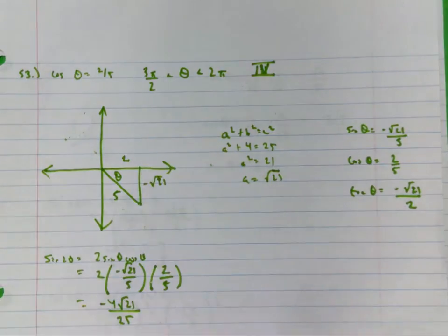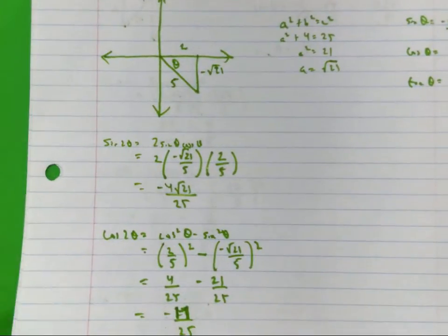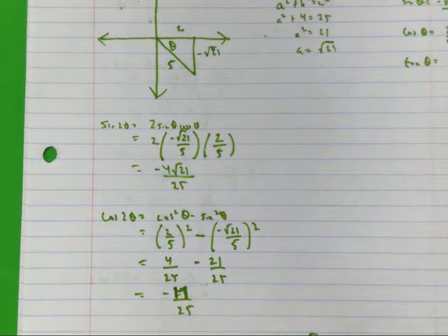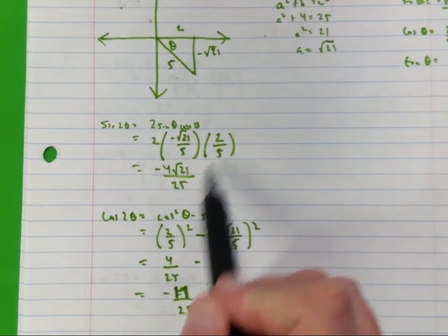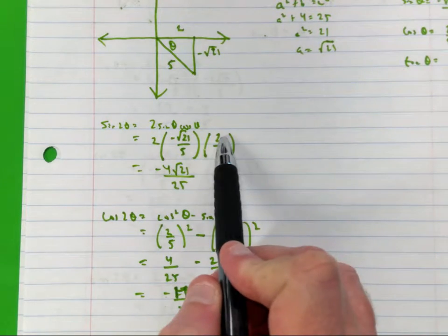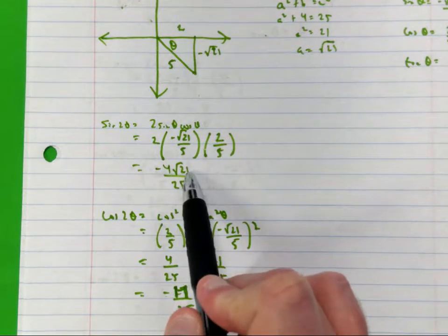I have my picture, now I can do my formulas. Sine 2 theta, I substitute that in. That's 2 over 1. 1 times 5 is 5. 2 times 2 is 4, times that negative is a negative 4, square root of 21.